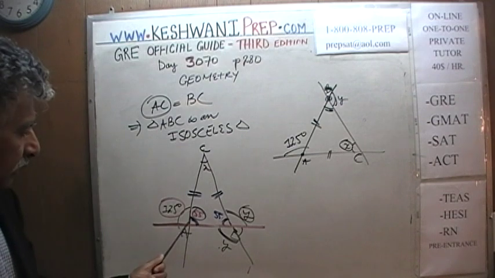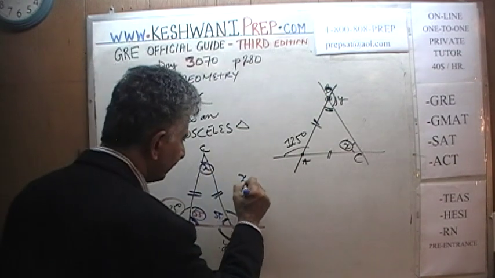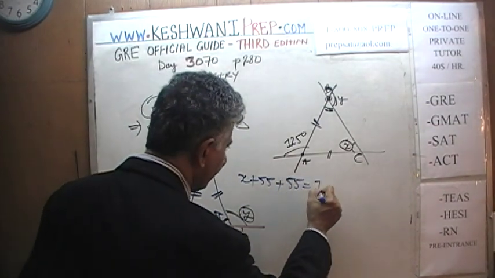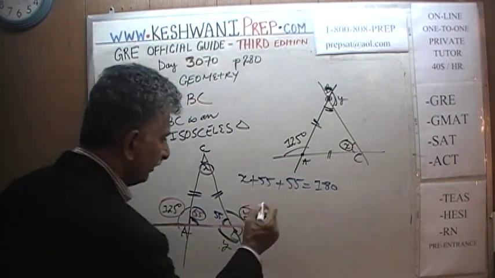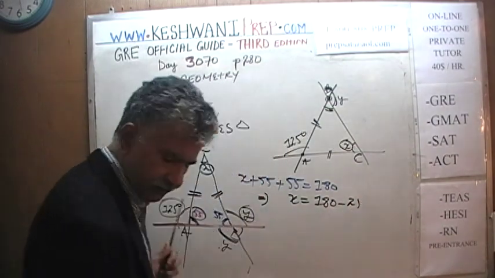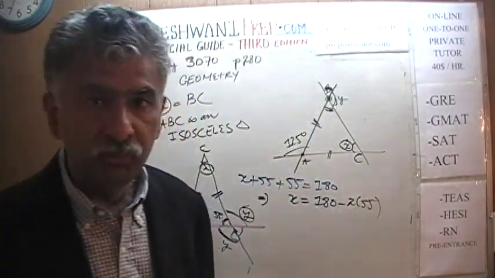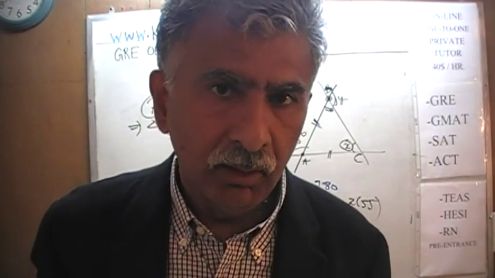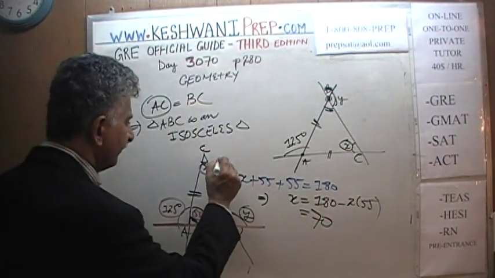Are you with me so far? If this angle is 55 and that angle is 55, then X that they're talking about, X plus this angle, 55, plus this angle, 55, has to add up to 180, because it's a triangle. And therefore this implies that X must be 180 minus the 2 times 55, because there are two 55s. 2 times 50 is 100. 2 times 55 is going to be 110. 180 minus 110 is 70. So we did that part. X we just found out is 70.